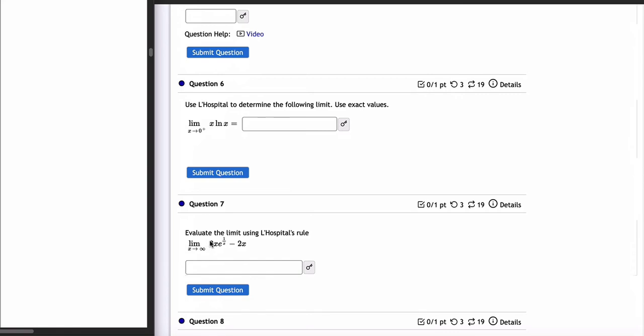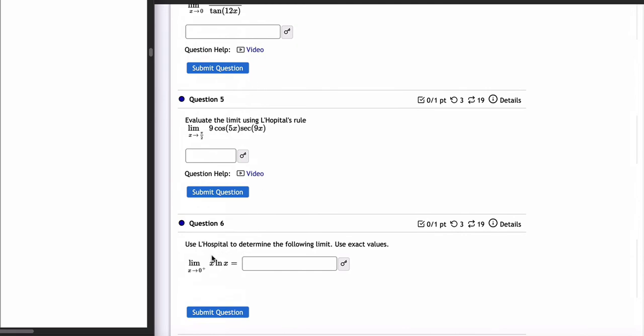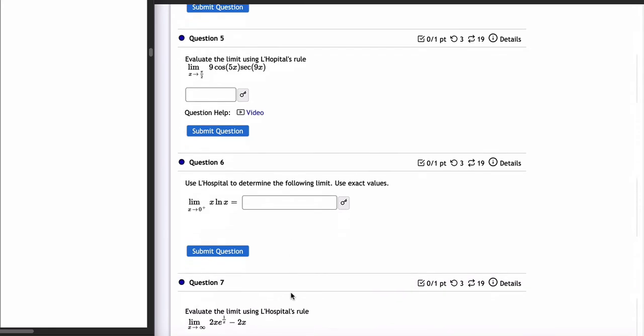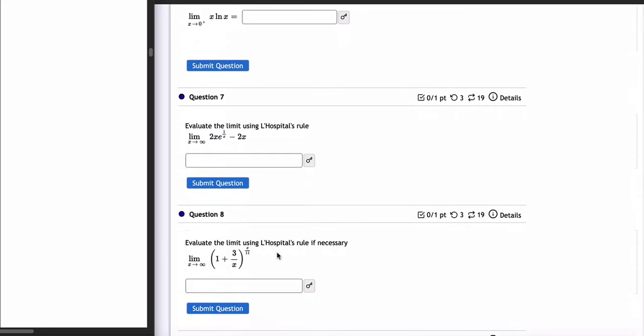So maybe factor out an x or 2x if you prefer. It doesn't matter which way you go. And then once you do that, you have multiplication, and you can rewrite that as a fraction using that to the negative 1 power trick that I talked about in question 6 and described in the videos. That's the idea for question 7.